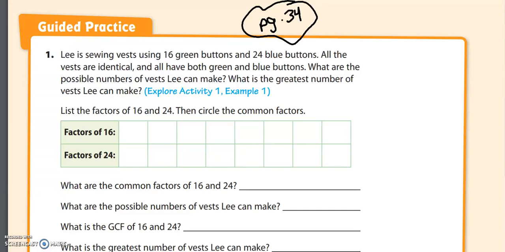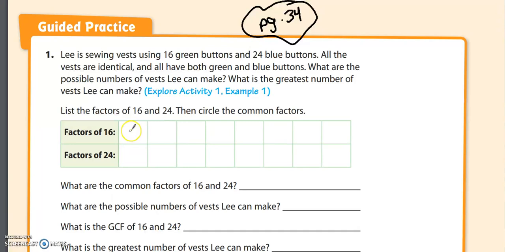So question number 1, Leah is sewing vests using 16 green buttons and 24 blue buttons. All the vests are identical and all have both green and blue buttons. What are the possible number of vests Leah can make? What is the greatest number of vests Leah can make? So the first thing I want you to do is to list all the factors of 16 and 24 and then to circle the common factors.